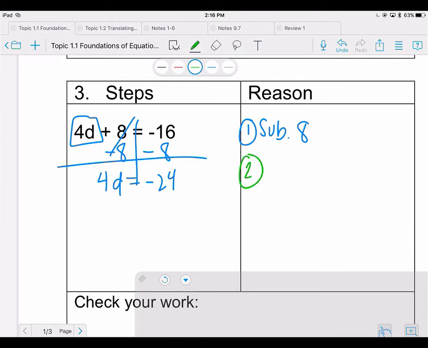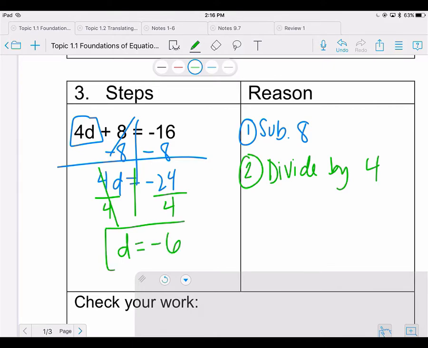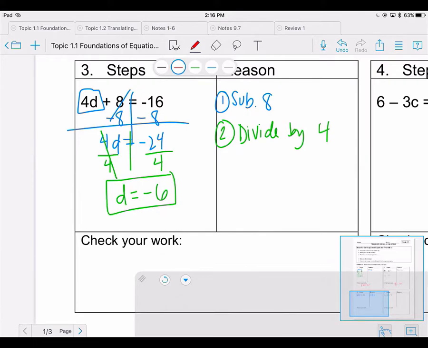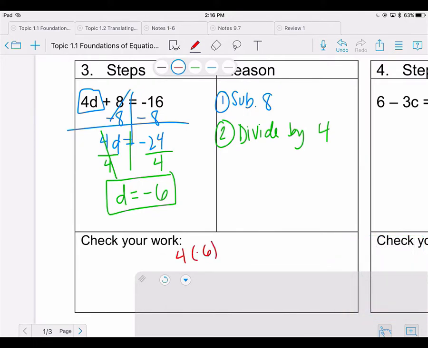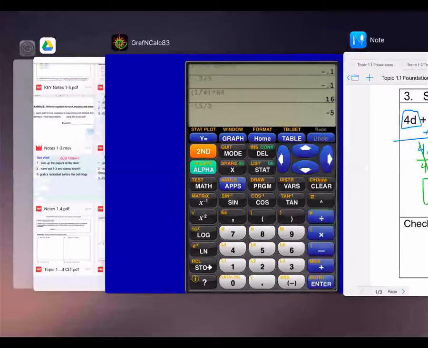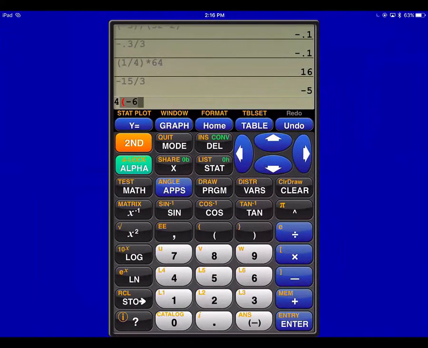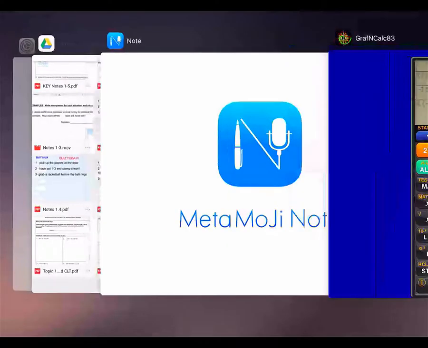My second step now is going to be divide by 4 because 4 and d are being multiplied. Whatever I do to one side, I have to do to the other. So d is going to be -24 divided by 4, which is -6. To check my work, I plug in -6 for d in my original equation and see if it equals -16. So 4 times -6 plus 8 does equal -16. So I got that one right.